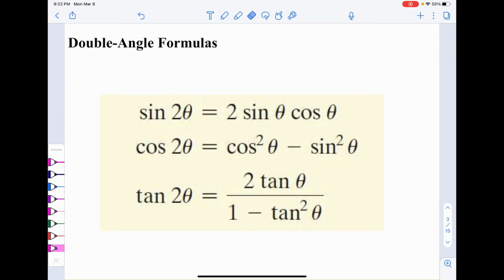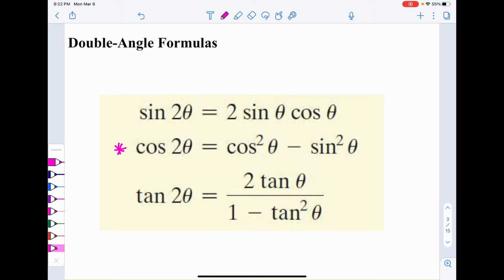And again, if you look on your trig cheat sheet, your formula sheet, all of these are listed on there. Cosine has a couple variations other than the one that's listed right here. So first off, we have that sine of 2 theta equals 2 sine of theta cosine of theta. The second one is our cosine of 2 theta. The main one is cosine squared of theta minus sine squared of theta. As I mentioned, there are multiple formulas for cosine of 2 theta that could be used. We'll look at those in a moment.